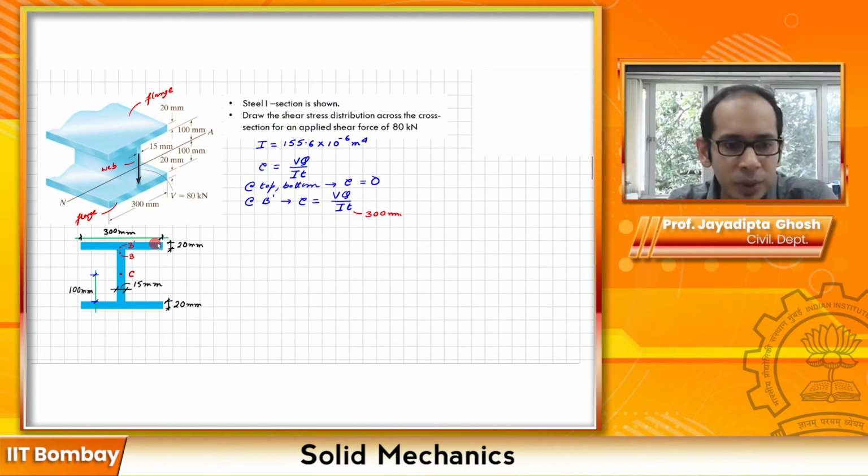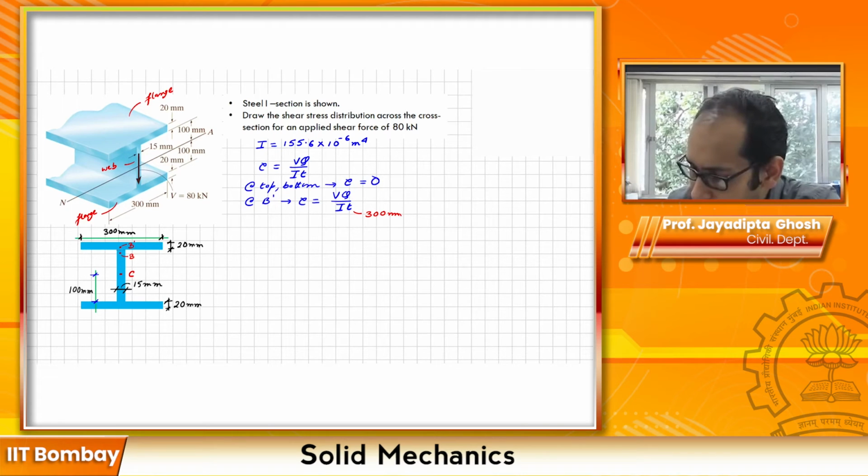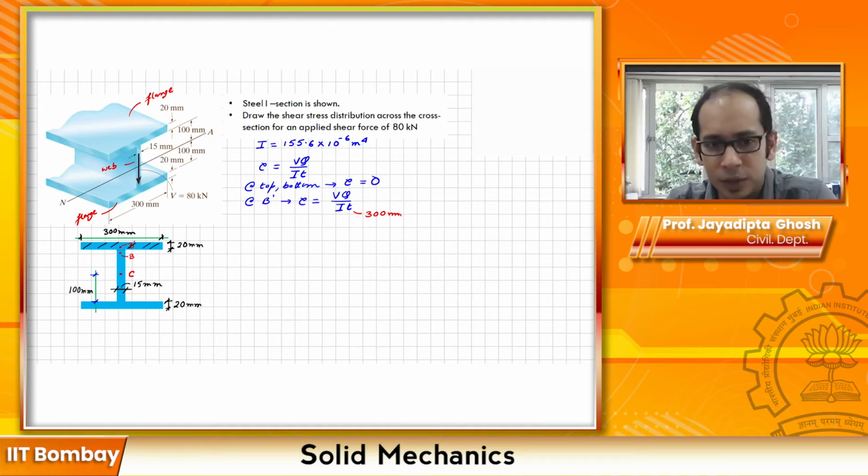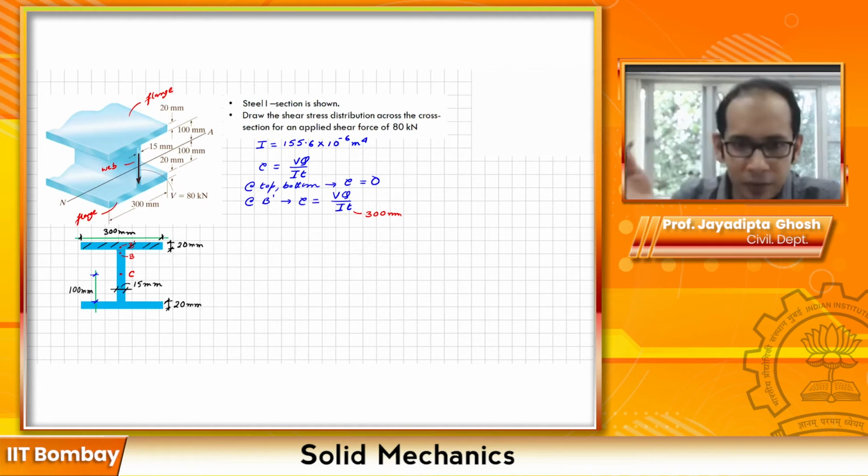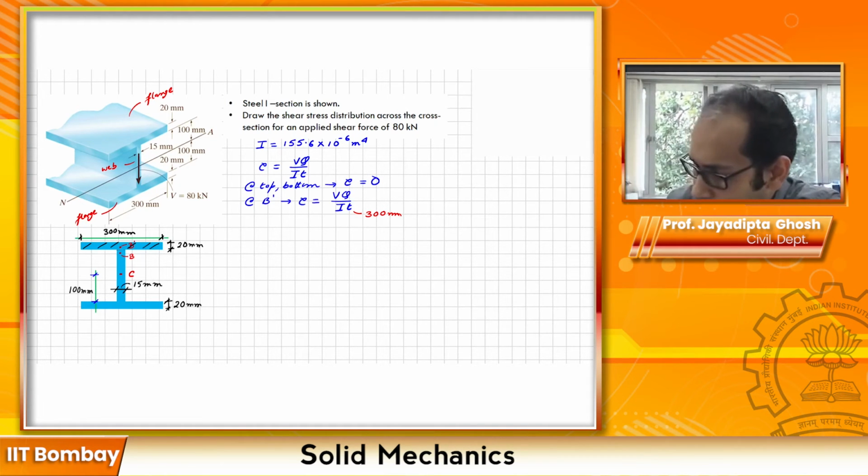So Q, you remember, is the product of the area, that is the area of this part over here. So maybe it's better I just mark this area. So this area times the distance of the centroid of this area up to the neutral axis. So let's write the expression for that. I will write it, you can verify whether what I'm writing is correct over here.